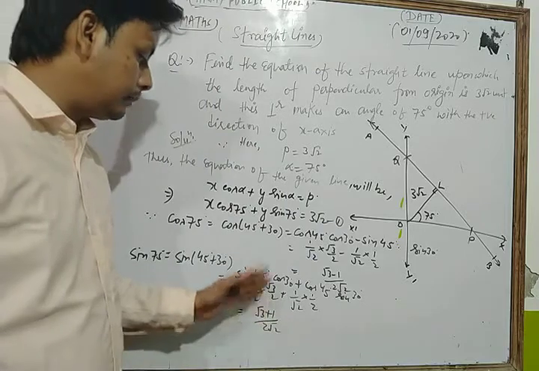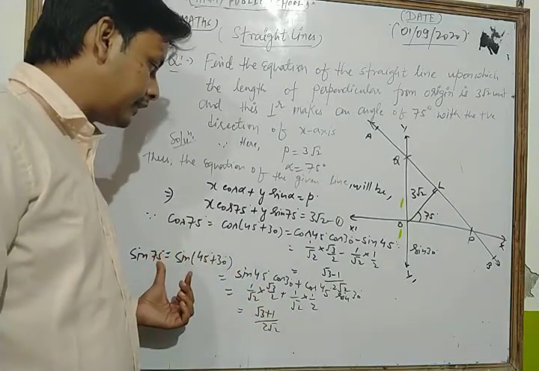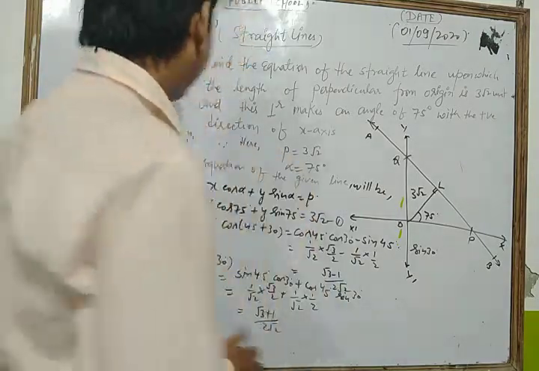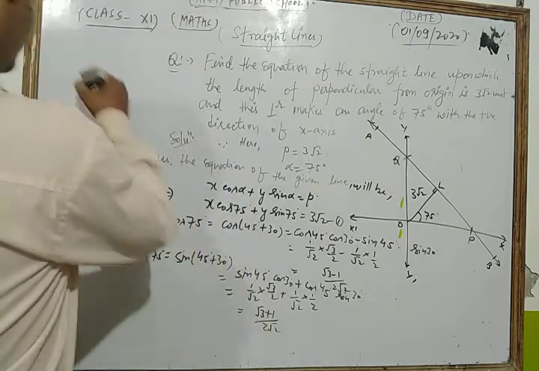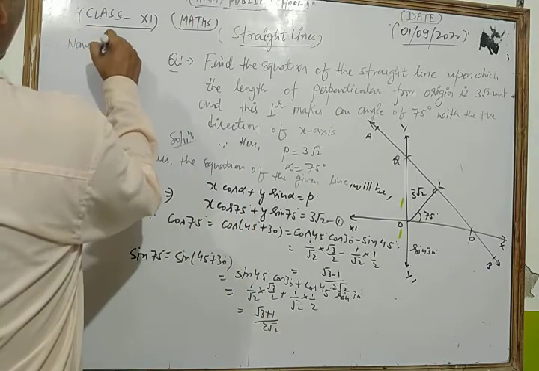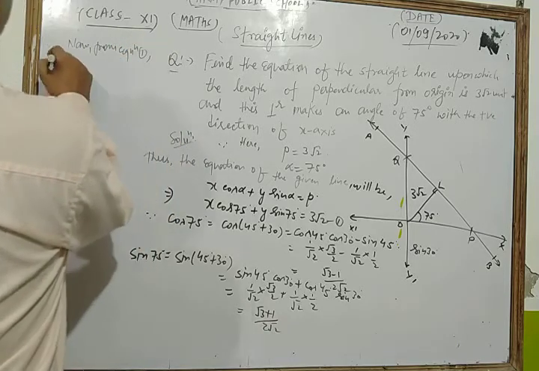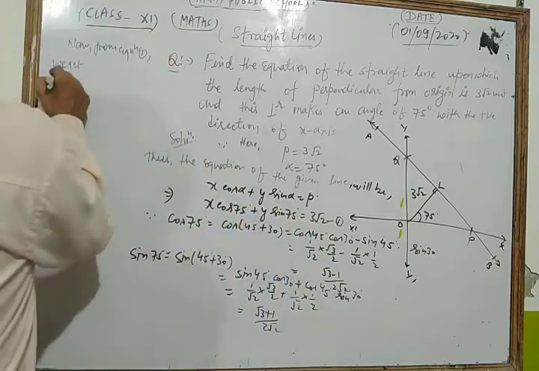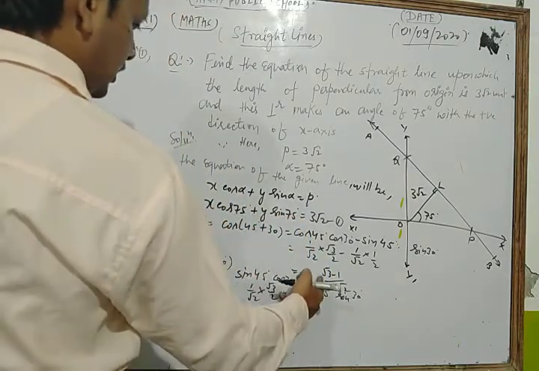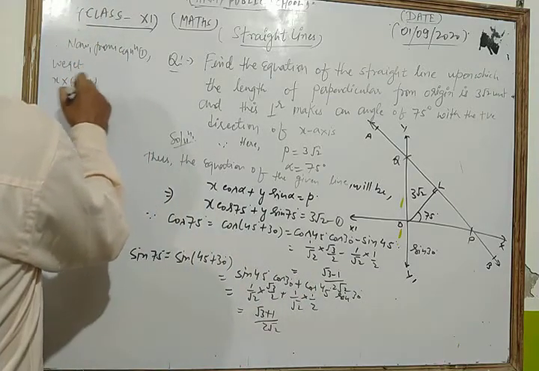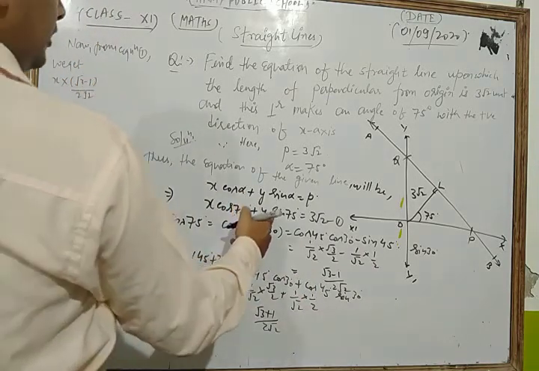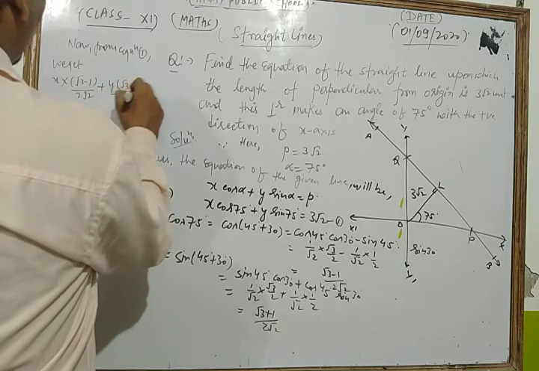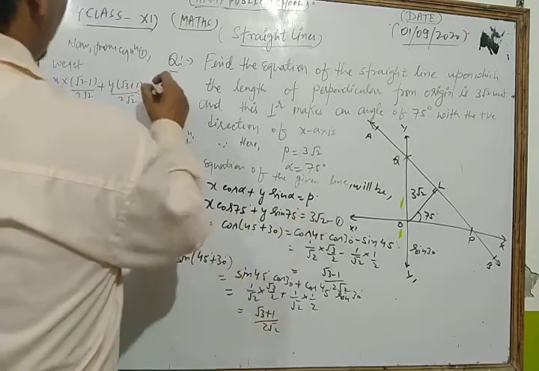Now dear student, we put the value of cos 75 and sin 75 in equation 1, and after solving them we get our result. Let's see. From equation 1 we put the value: x into the value of cos 75, which is (root 3 minus 1) upon 2 root 2, plus y into the value of sin 75, which is (root 3 plus 1) upon 2 root 2, is equal to 3 root 2, right, as it is.